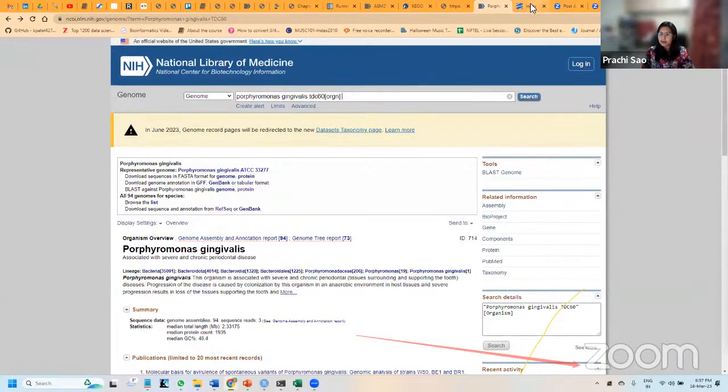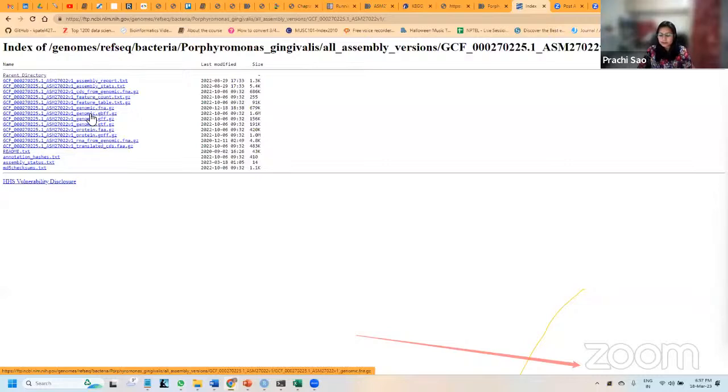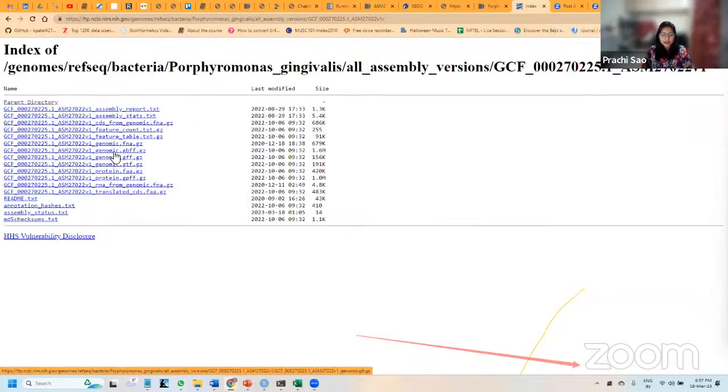There is another way we can download this data, which is from the API. So this is the API of my organism, that is Porphyromonas gingivalis. These APIs have all the zip files, so from here we can directly download. If I increase the font, here we have the protein sequences, we have gene sequences. So whatever BLAST we are doing or whatever sequences we need, we can directly download the zip file and use it as we want.